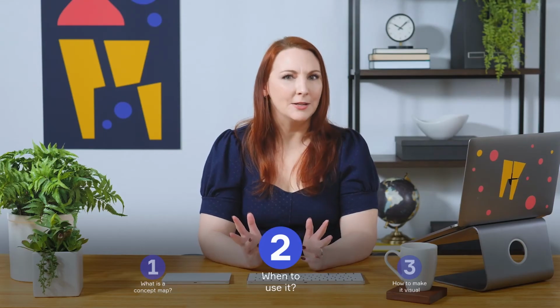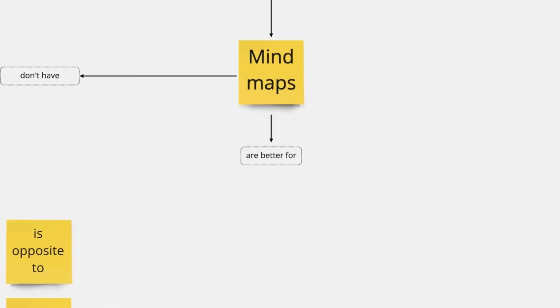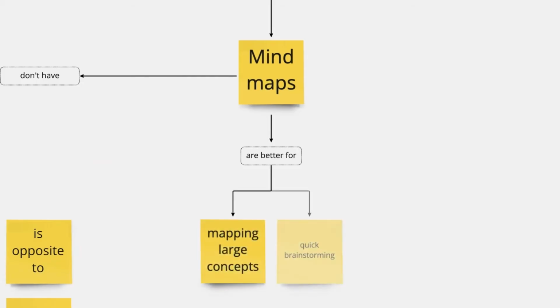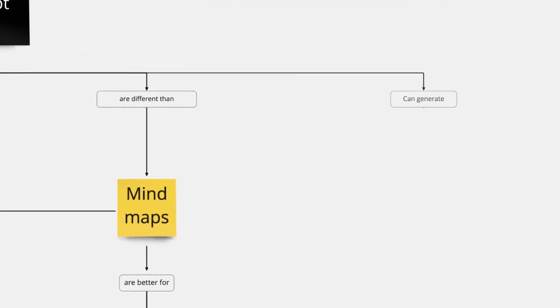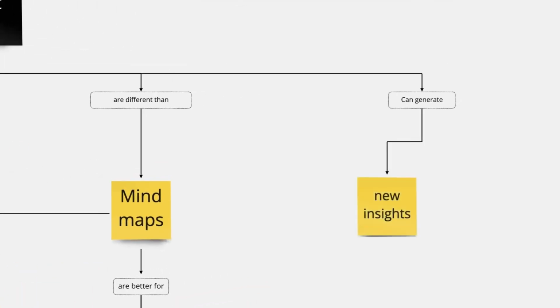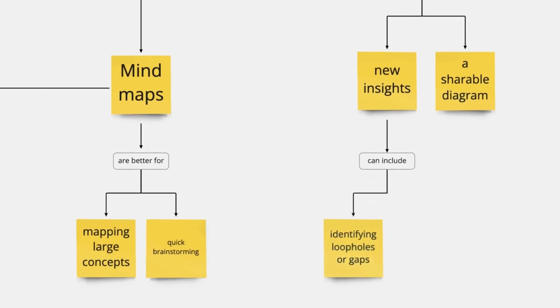When should we use a mind map versus a concept map? Mind maps are better for mapping large concepts and quick brainstorming. Concept maps can generate new insights, as well as a shareable diagram. New insights can include things like gaps or loopholes, as well as inconsistencies in our understanding.